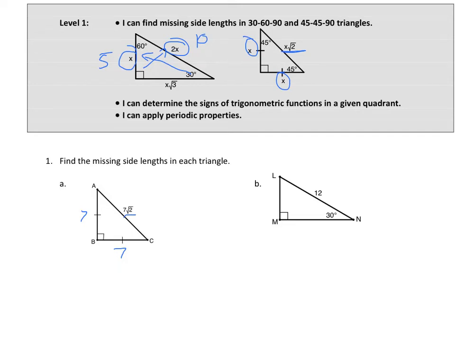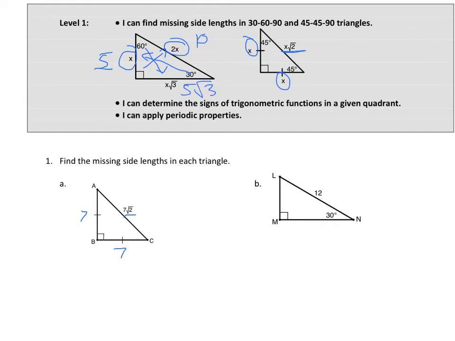And then the side across from the 60-degree angle, which is the longer leg of the triangle, is whatever that short leg was times the square root of 3. So if our shortest leg is 5, the longer leg would be 5 radical 3.